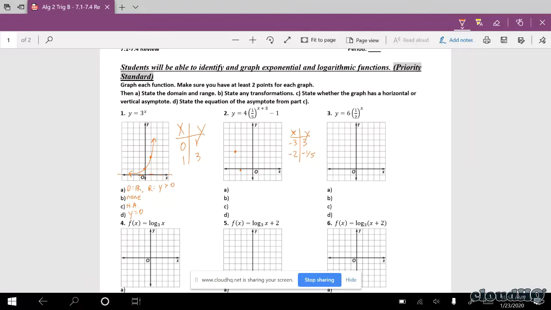I'm going to jump down to my asymptote. Y equals -1 because it shifted down 1. So now I can get my asymptote in there and finish my graph. So my domain, all reals. My range is that y is greater than -1. We went left 3, we went down 1, and because of that 4, we had a vertical stretch.